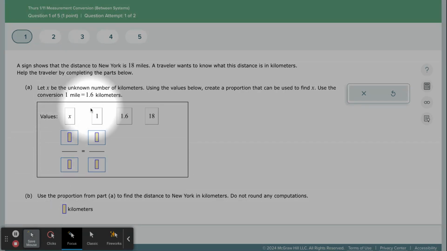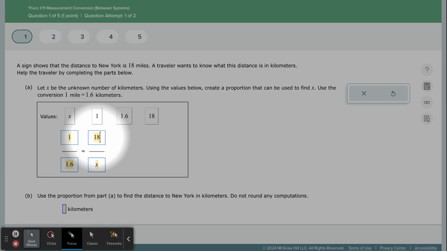Okay, so our conversion rate is 1 mile. We're going to put a 1 here, right? And then we are going to put 1.6, or 1 and 6 tenths kilometers, on the bottom, right? And then what are we trying to find? We're saying, okay, New York is 18 miles away. How far is it in kilometers? So my X has to go on the bottom because my X represents kilometers and so does the 1.6, right? Kilometers, right? And then in our conversion, the 1 was miles. And now my 18 is also my miles. So the 18 goes on top.